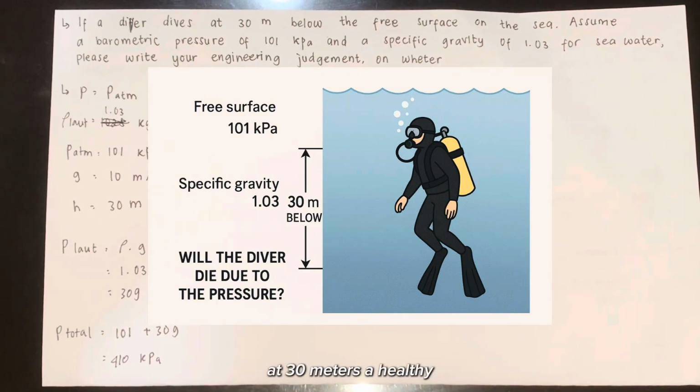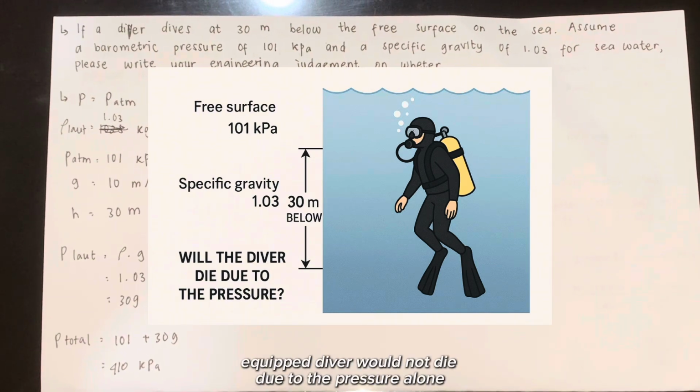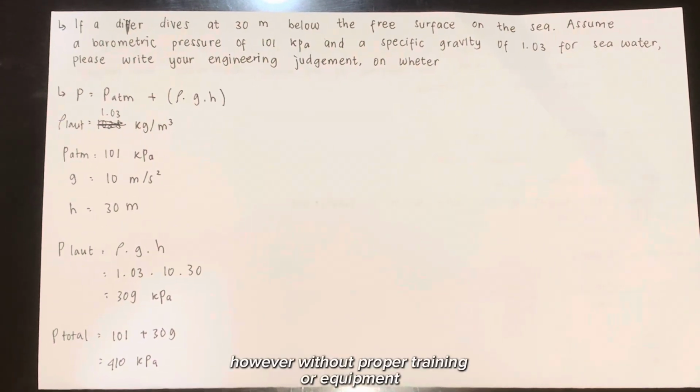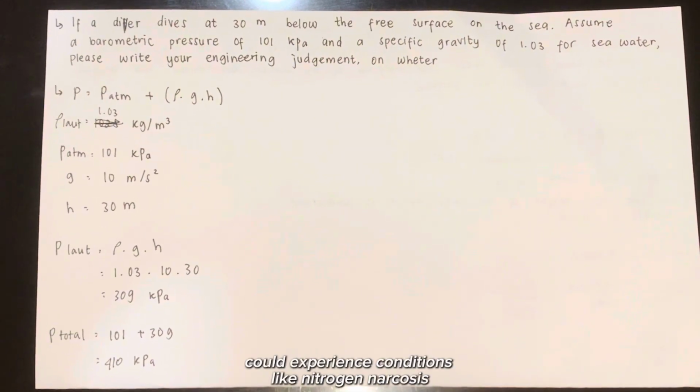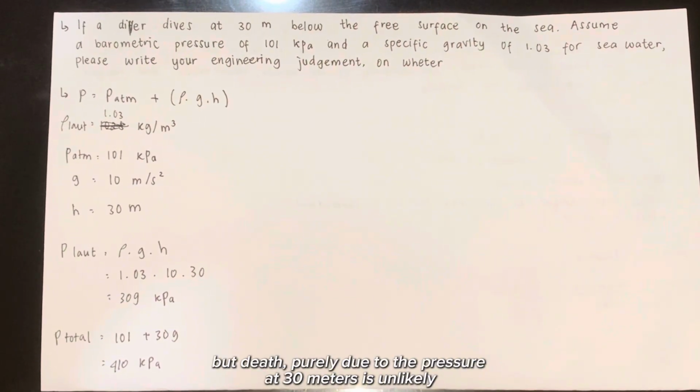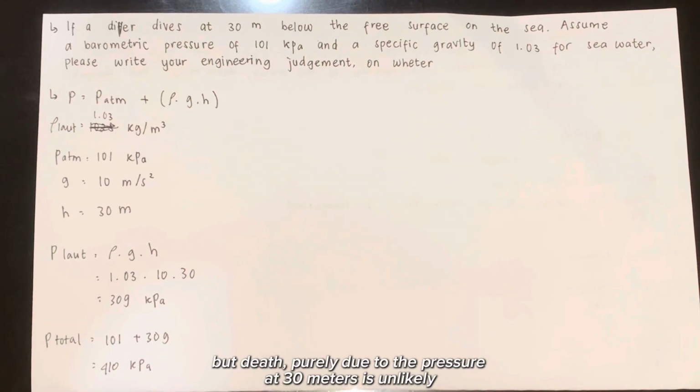Therefore, at 30 meters, a healthy equipped diver will not die due to the pressure alone. However, without proper training or equipment, the diver could experience conditions like nitrogen narcosis, but death purely due to the pressure at 30 meters is unlikely.